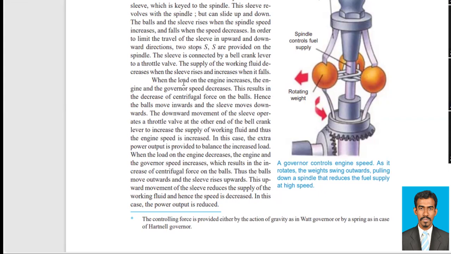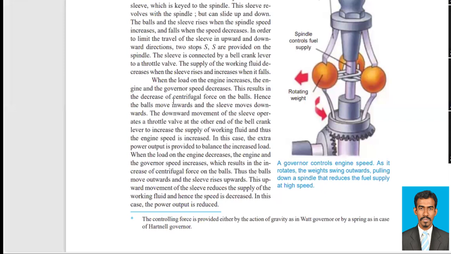The supply of the working fluid decreases when the sleeve rises and increases when it falls. So when the sleeve rises, the supply of the working fluid will decrease. When the load on the engine increases, we know the speed will decrease. The engine and the governor speed decrease, so when the load increases, speed will decrease.